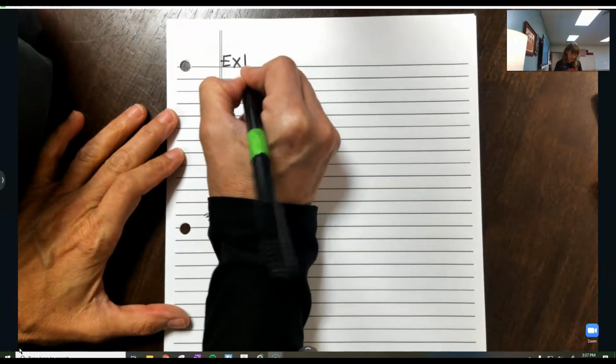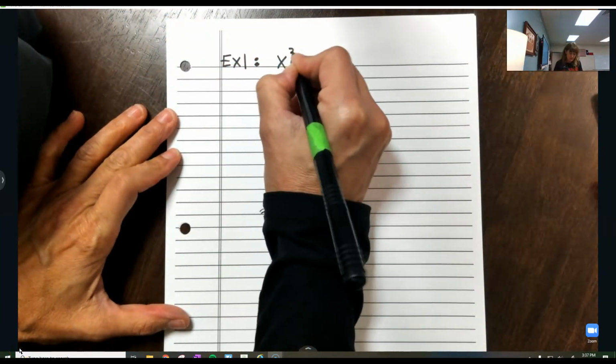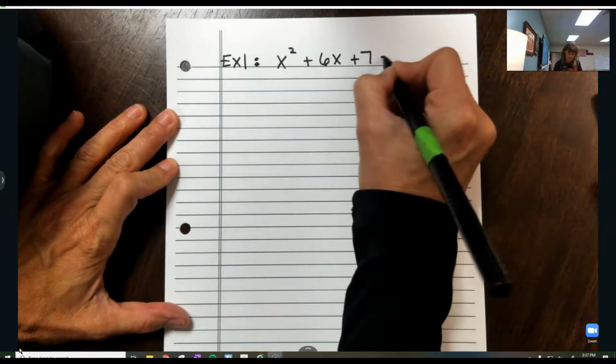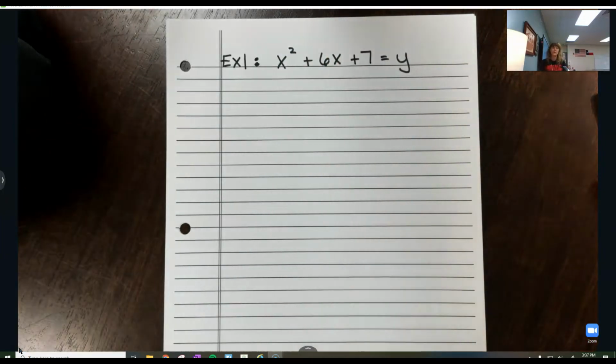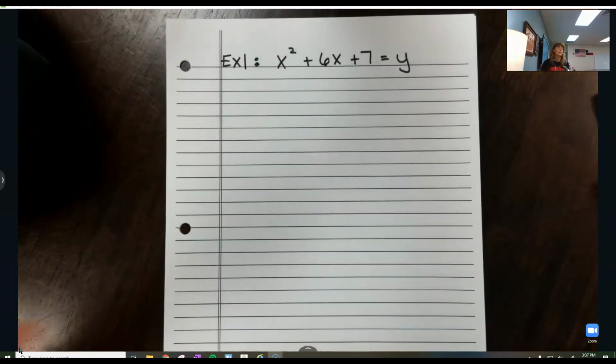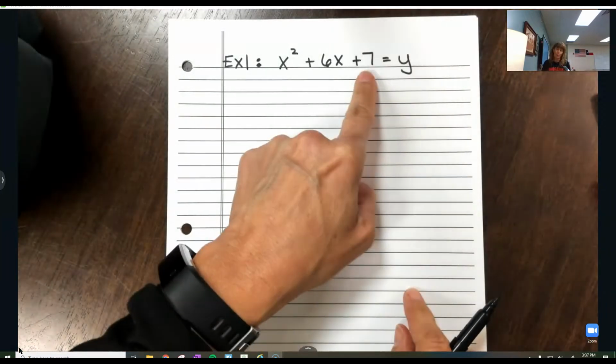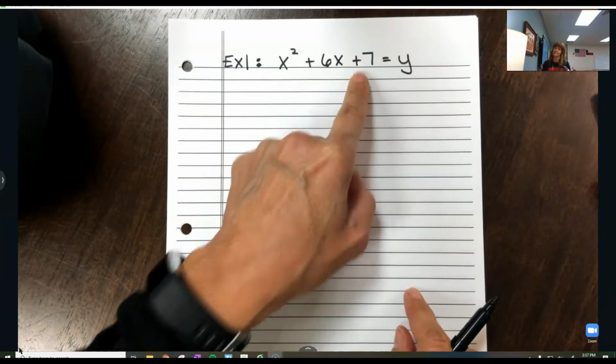Okay, here's an example. Please write this down. X squared plus 6x plus 7. So that's in standard form. We know that's in standard form because everything's on one side. There's no parentheses. Also, we know the y-intercept. Don't forget the y-intercept is 0, 7.